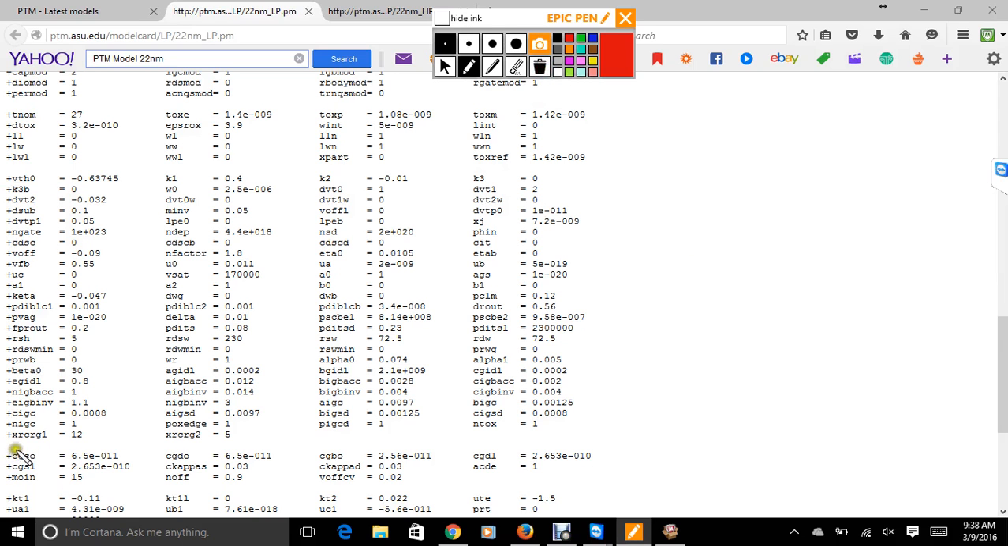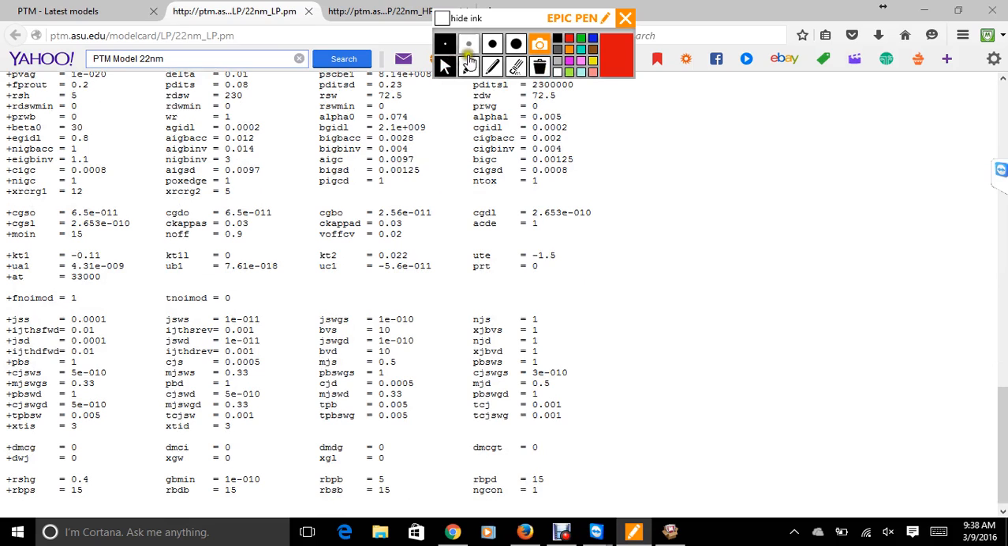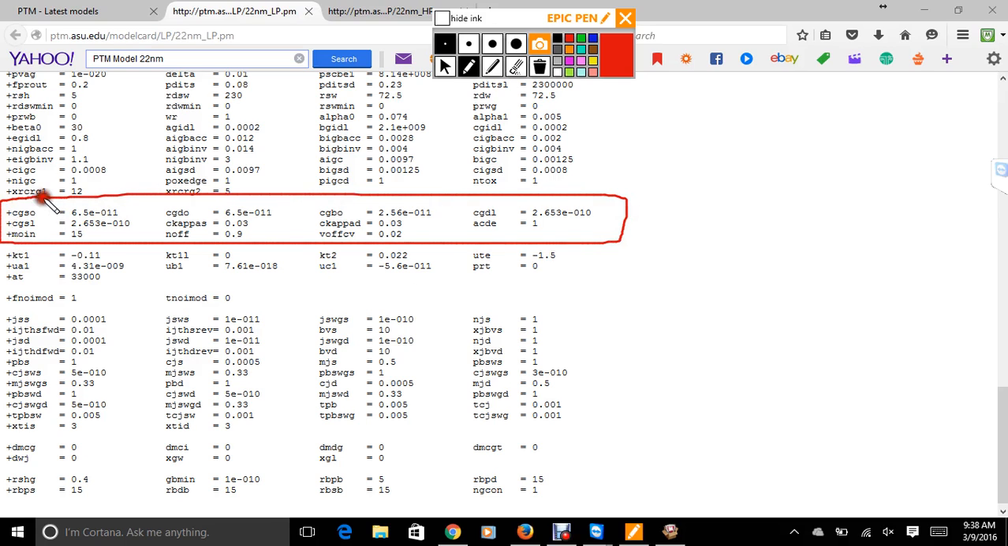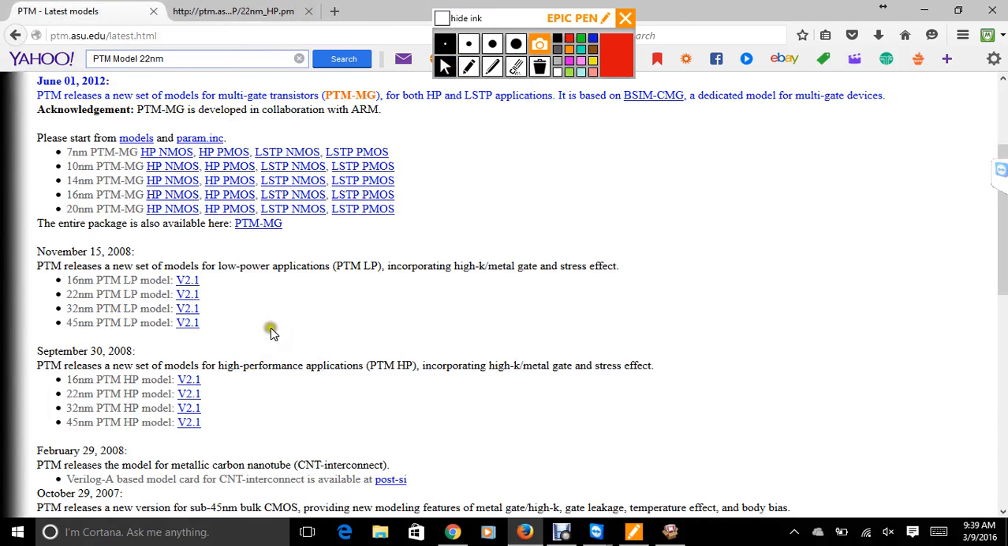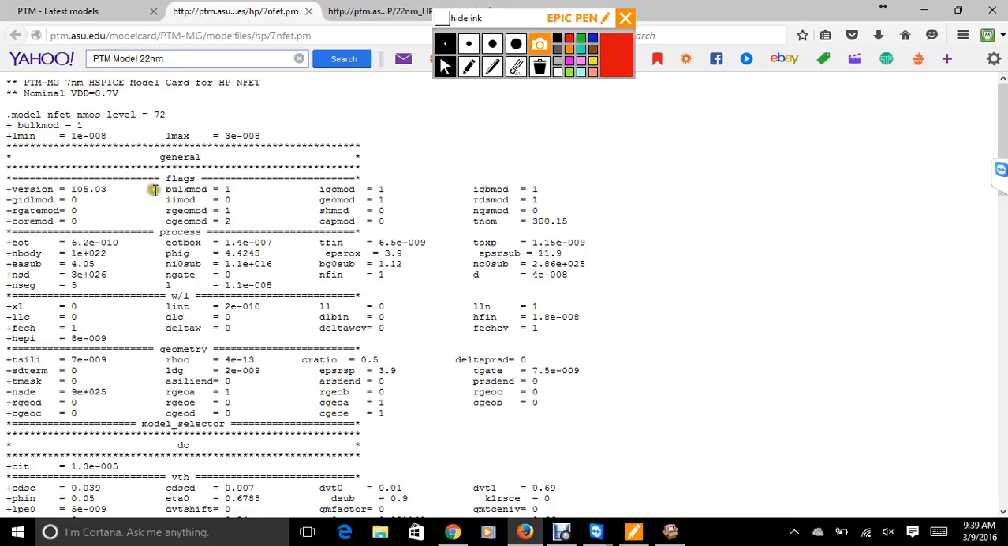We're going to start learning about some of these, but here we have a lot of capacitances. What is CGS? What do you think that is? Gate source, gate drain, gate body. So all of these are different. They have models from HP, high performance NMOS. Where's K? Bulk.